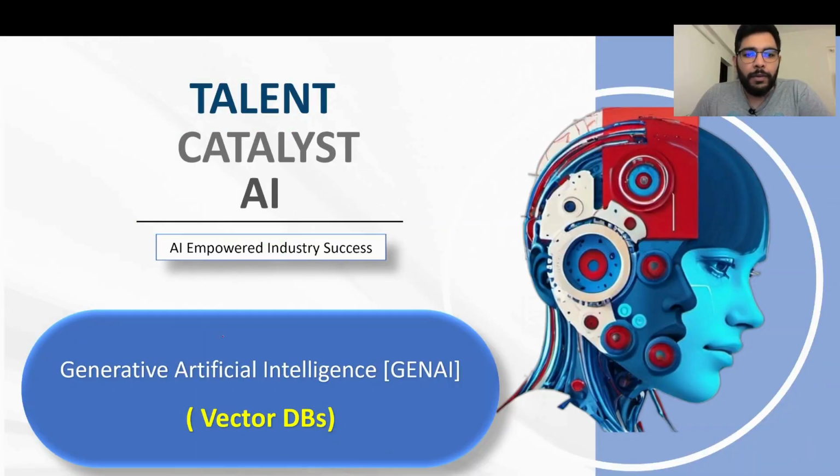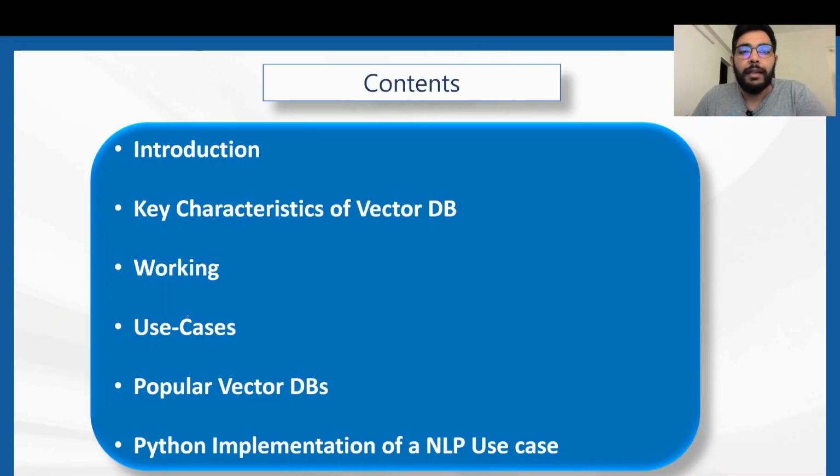Topic for today's video is one of the most prominent topics in generative AI, that is vector DBs, that is vector database. In this video, we'll be introducing what exactly is meant by vector DBs. Then we'll be discussing the key characteristics of vector DB. Post that, we'll be delving into how the vector DBs work. What is the workflow of a vector DB?